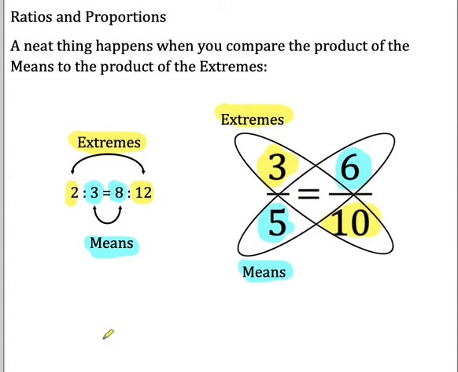Okay, so now if we're ready to talk about this, let's take a look at these means and extremes. So if I look at this first problem, the extremes are 2 and 12. And the means are 3 and 8. And if you haven't noticed yet, there's something going on with the product of these extremes and the product of the means. In other words, if I multiply the extremes together, 2 times 12, those are my extremes for the first case.